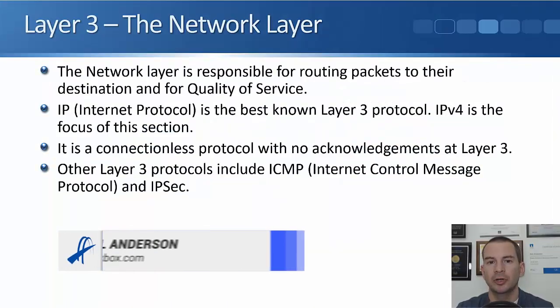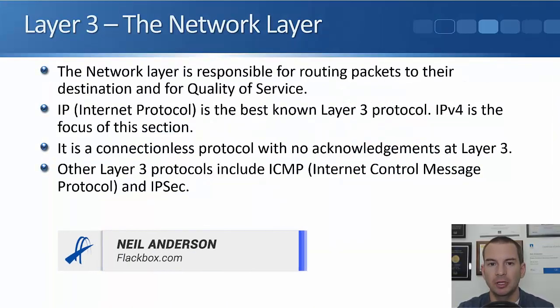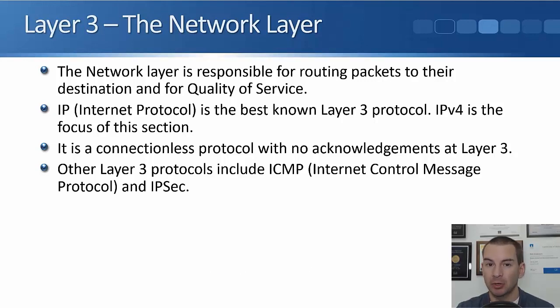In this lecture, we're going to cover layer 3 of the OSI model, which is the network layer. The network layer is responsible for routing packets to their destination on the network. So this is why routers operate at the network layer. And it's also responsible for quality of service as well.